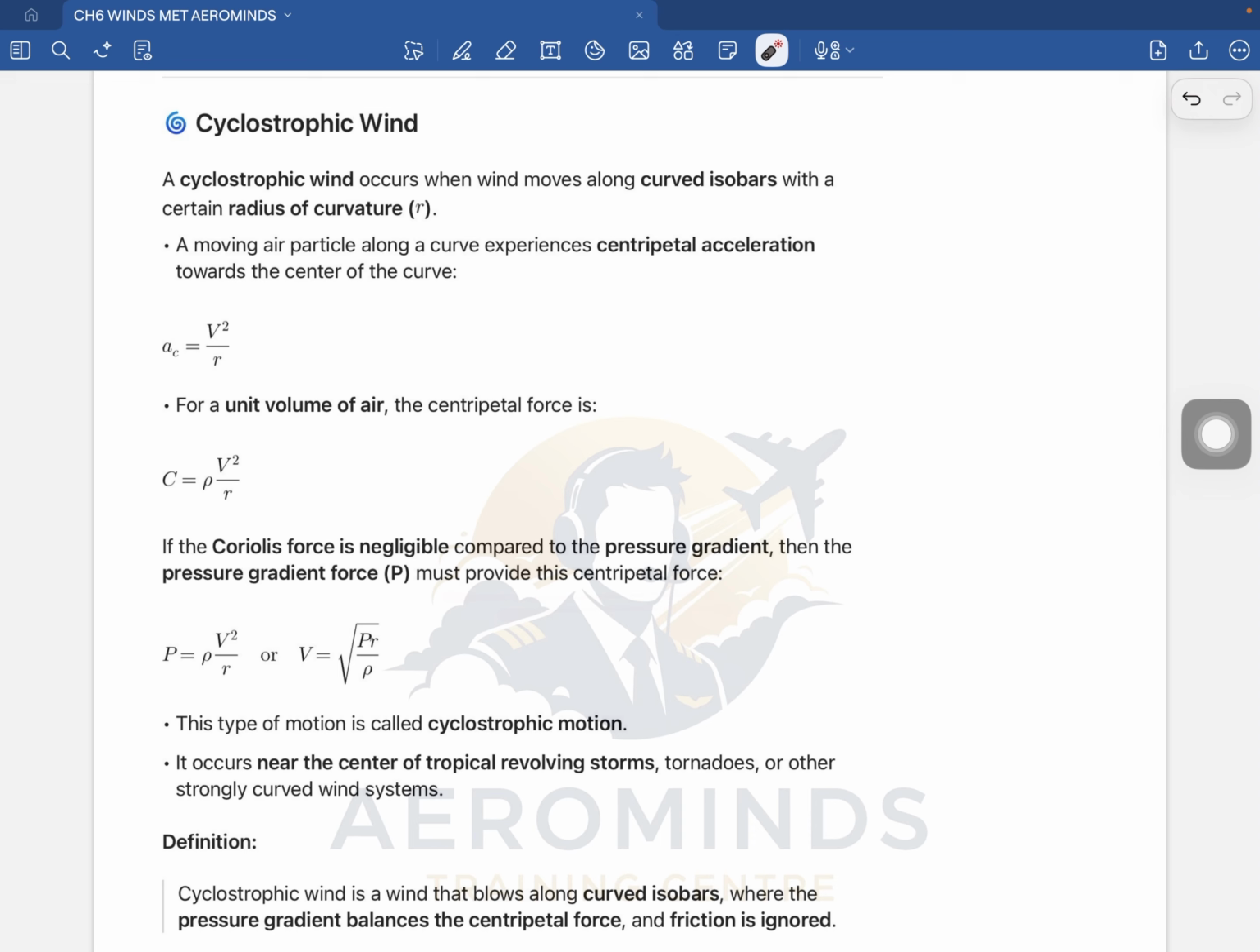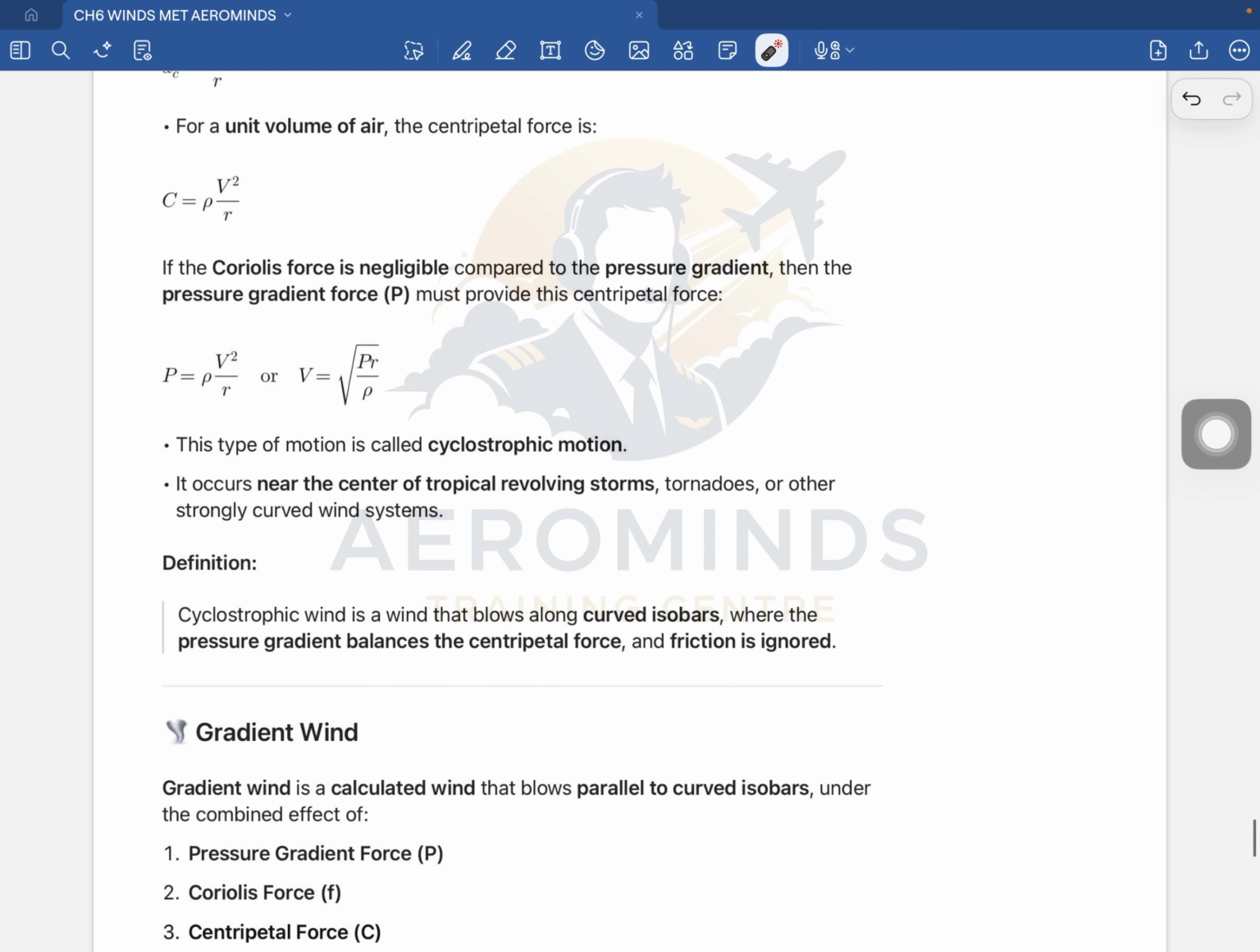Now in cyclostrophic motion, the pressure gradient force provides exactly the centripetal force which is required to keep the air moving along the curved path. So in this case, the pressure gradient force equals rho v squared divided by r, or if we rearrange this, v is equal to the square root of P r upon rho. This type of wind motion, where the pressure gradient force balances the centripetal force and the Coriolis force is ignored, is called cyclostrophic motion.